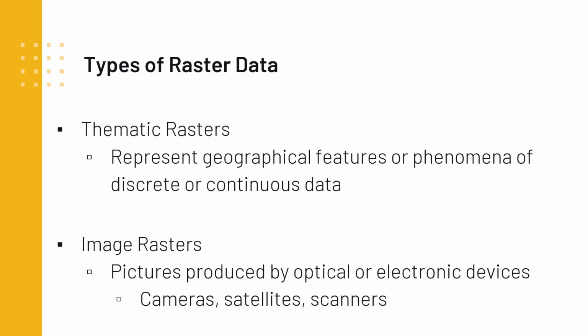What are the types of raster data? Well, they can be divided into 2 main classifications, thematic rasters or image rasters. Thematic rasters represent geographical features or phenomena, can be discrete or continuous, but represent one distinct theme. That theme can be any number of things. One example might be elevation. It could be land use, but it's only ever going to show one distinct theme. Image rasters, on the other hand, are pictures that are produced by optical or electronic devices, such as cameras, satellites, and scanners. These image rasters then need to be interpreted, typically to be used for analysis within the GIS.